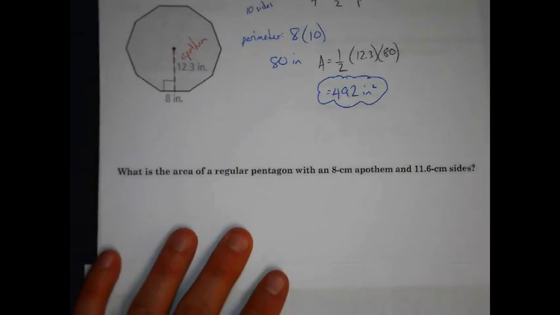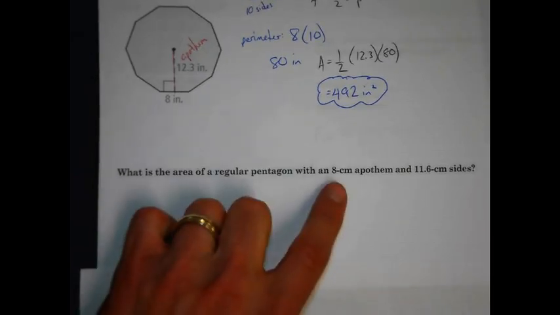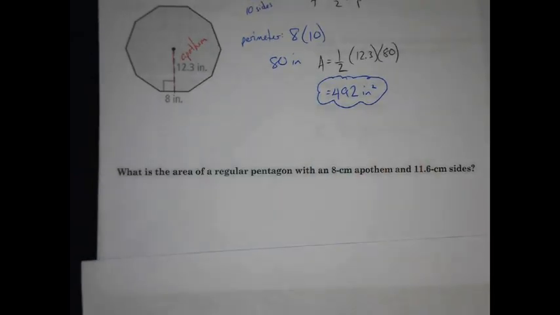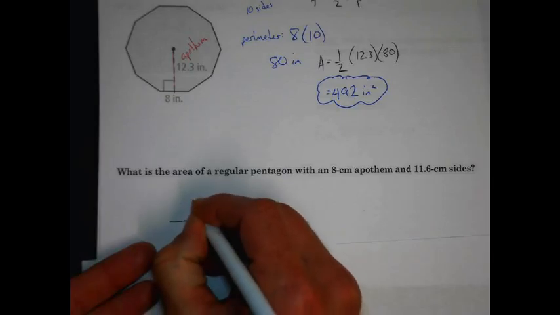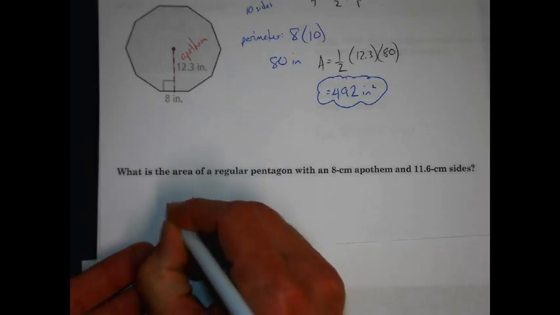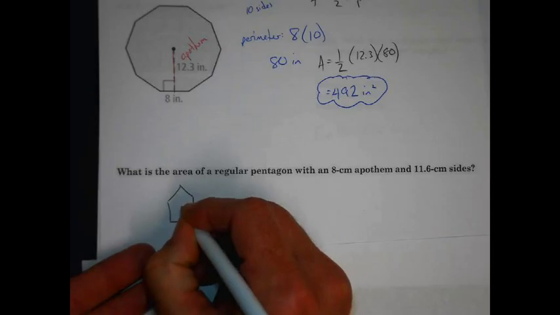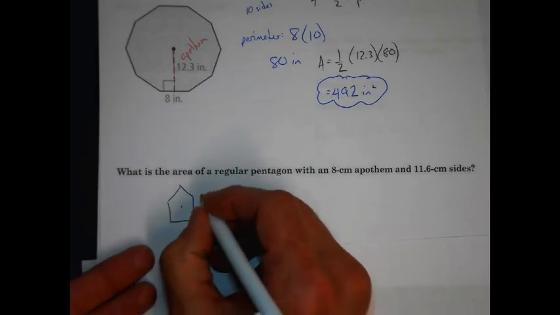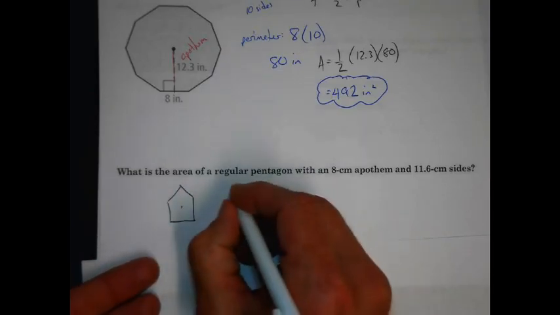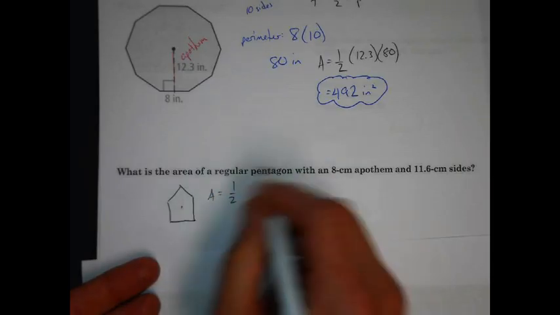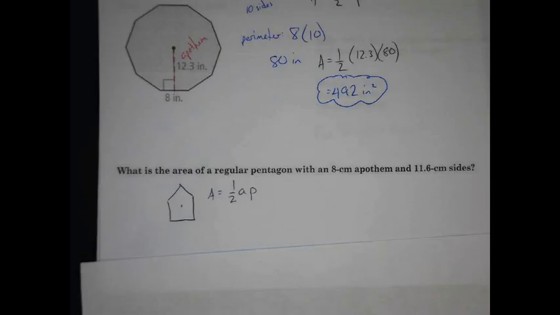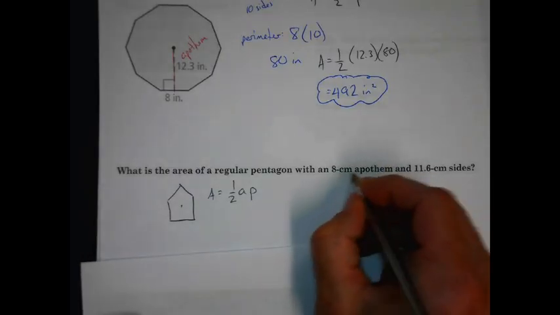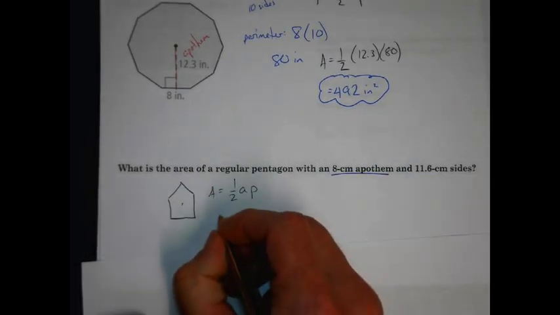What's the area of a regular pentagon now with an 8 centimeter apothem and 11.6 centimeter sides? So we don't need a picture for this, but if you want to, go ahead and draw one. We have a pentagon. Remember how to draw a pentagon? But it's going to be regular, so keep in mind this is regular. Clearly my picture is not regular. But we know the area of that regular polygon is going to be 1/2 the apothem times the perimeter. The apothem is given to us as 8 centimeters.